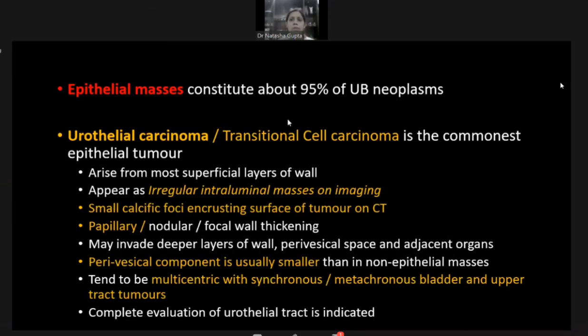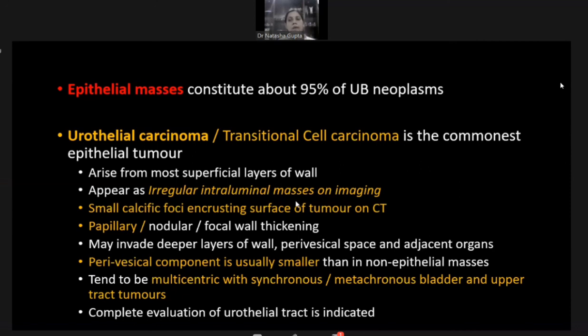Just a couple of words about the UB masses. So as you all know, the epithelial masses are more frequent, and out of these, the urothelial carcinoma is the most common. So we have already discussed all these things in the discussion of the case. So just a recapitulation for you, that because they arise from the superficial layers, you would always find an irregular intraluminal mass. The urothelial carcinoma or the epithelial masses, be it urothelial, be it squamous cell or the adenocarcinomas, which are rarer varieties of the UB masses, they would be seen as predominantly intraluminal masses.